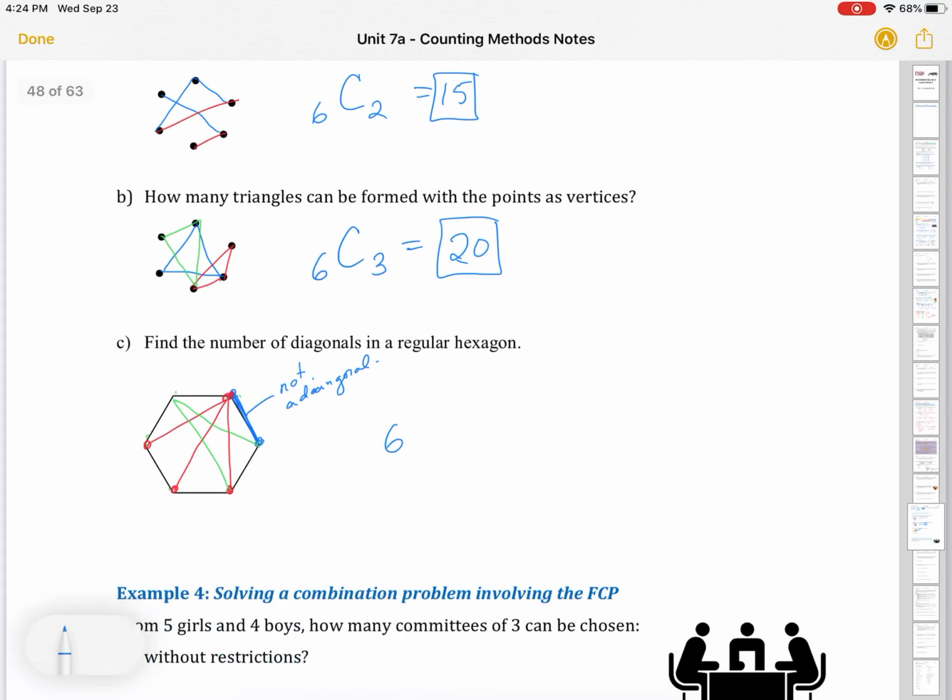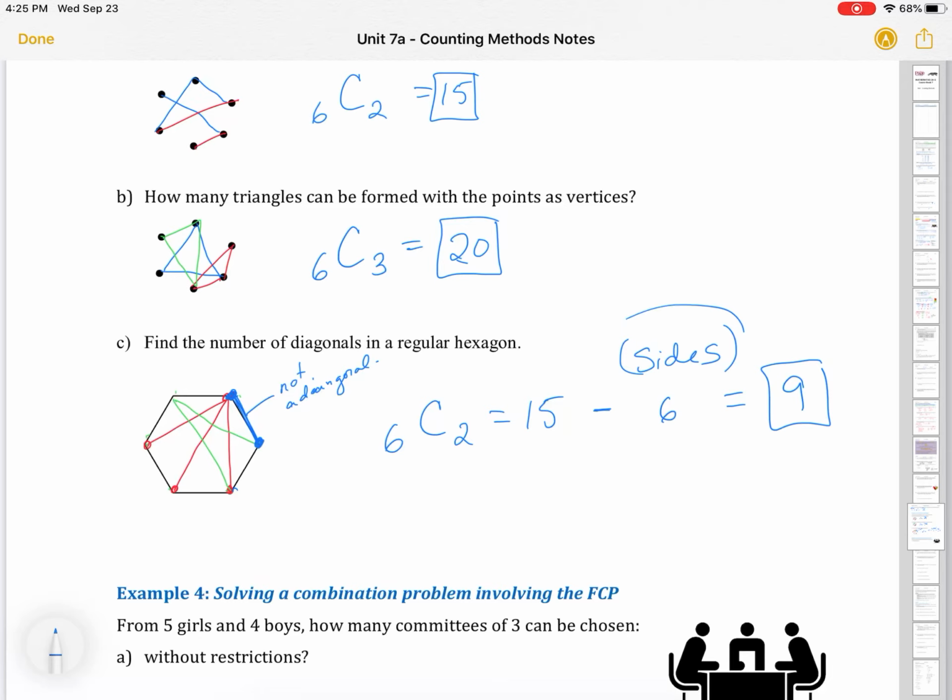And we're connecting 2, but we're going to have to delete some. So let's see how that works. We have 6 points, choosing 2, and from 6 choose 2 we get 15. However, we have to subtract the number that are sides. So I have 1, 2, 3, 4, 5, 6. So I'm going to subtract the sides, because they are not diagonals, but they still meet that 6 choose 2, right? So when I subtract those 6, I get 9 as my answer.